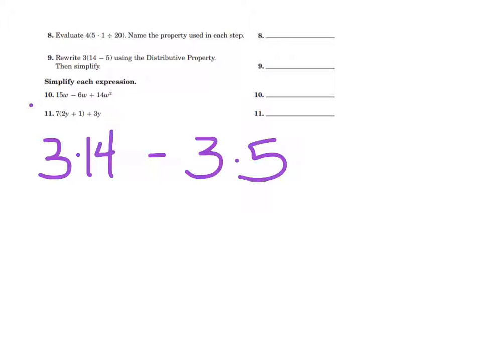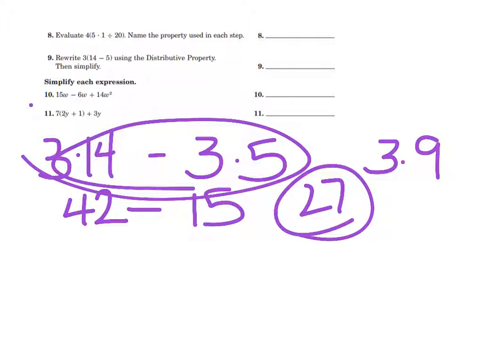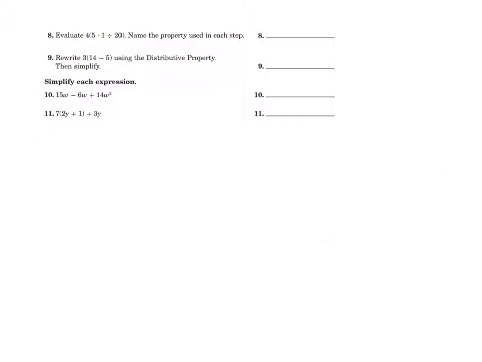To me, I'm looking at that going, okay, that's 14 minus 5 using order of operations. 14 minus 5 is 9 times 3. We should end up with an answer of 27. 3 times 14, let's see, I believe that's 42 minus 15. And they're both going to equal 27. That's what they want for the rewriting part. So, there you go.